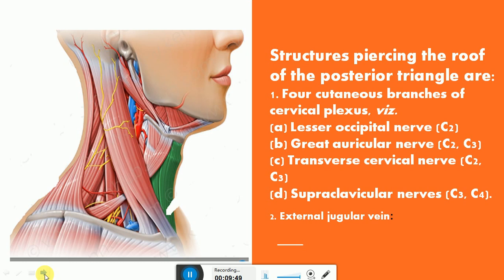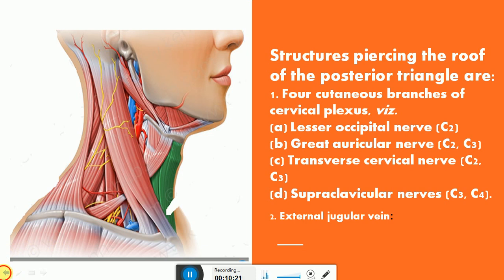Now we should know which structures are piercing the roof of the triangle. Specifically, they are 4 cutaneous branches which are coming from cervical plexus. Since we are dealing with head and neck region, the bunch of nerves which are present here are called as cervical plexus. Now we are talking about cutaneous branches of the cervical plexus. And one more structure will be present, that is external jugular vein.